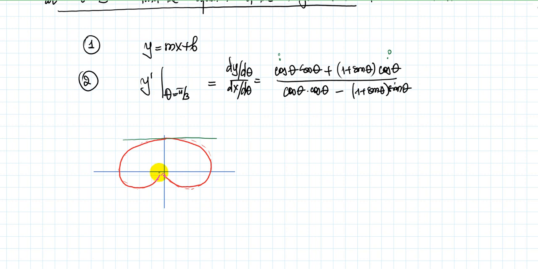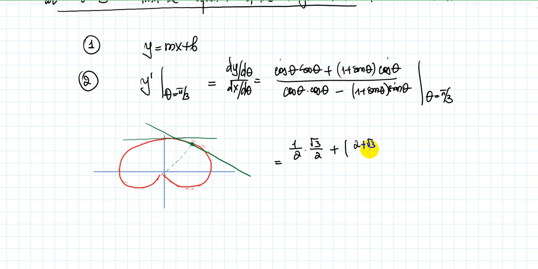So pi over 3 is somewhere here. Okay. I would like to find the tangent line here. Okay, roughly like this. So let us calculate its slope. Maybe my graph is not perfect. So let's calculate mathematically what is the slope of this tangent line. In order to do this, we need to calculate this formula for theta equal to pi over 3. Okay? So what is the cosine of pi over 3?